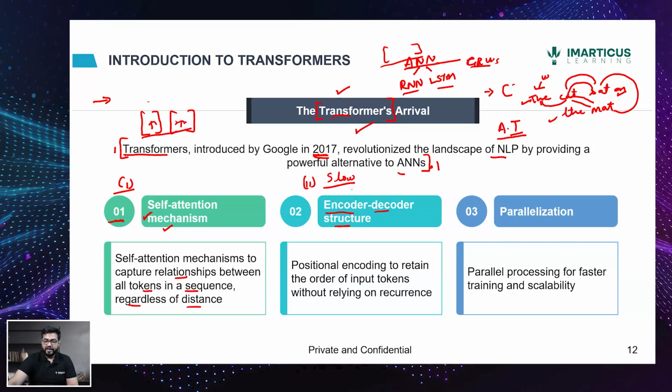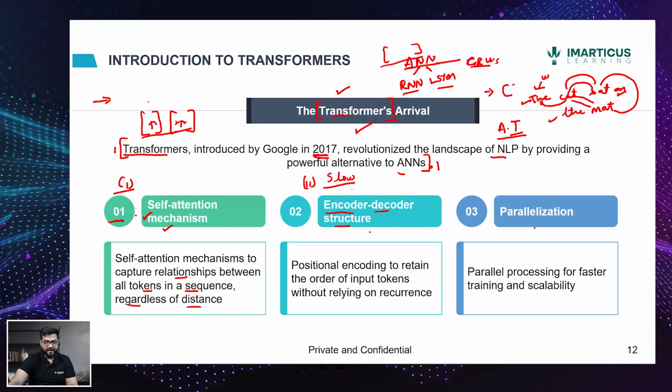So when we discuss transformers, how did they revolutionize the industry? By adding these three mechanisms inside the artificial neural network and coming up with a new network. How did Google revolutionize the NLP? By creating the transformer architecture with these three mechanisms in place. That is self-attention, encoder-decoder, and parallelization.